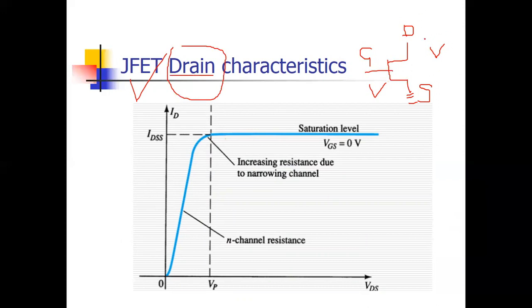What is the output voltage here? Voltage between drain and source. The output voltage is VDS. What is the current here? ID. The current is ID. The drain characteristics is drawn between ID and VDS.